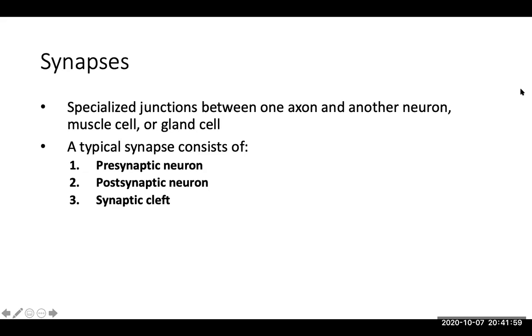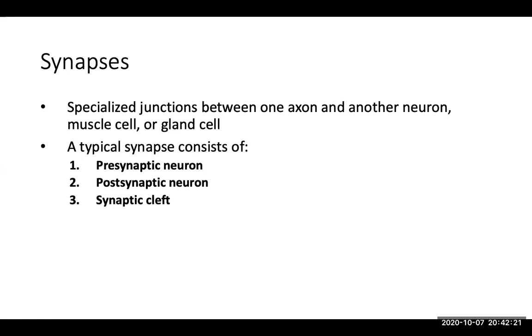Synapses. When we talk about synapses, this is just a specialized junction between one axon and another neuron. So whenever an axon ends at the synaptic knobs at the end of its telodendria, that axon has to somehow send along the nerve impulse to the next neuron that's on the other side of it.